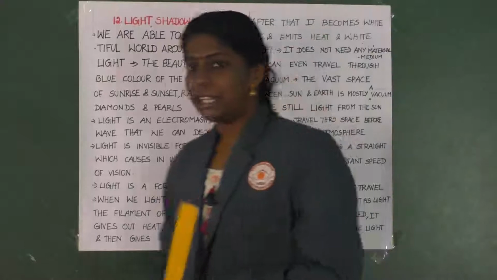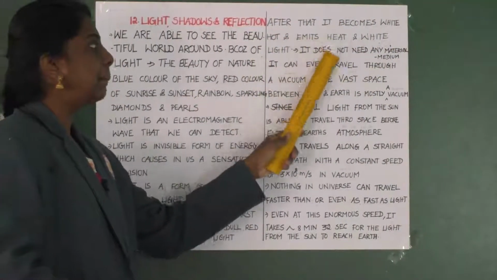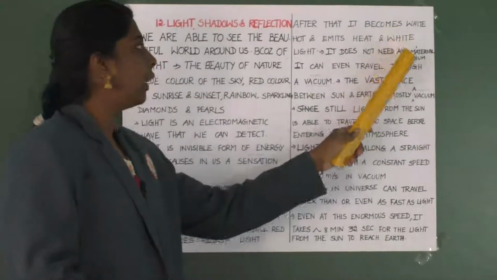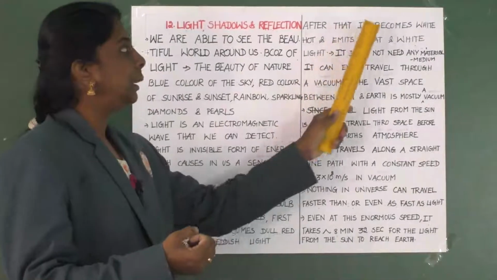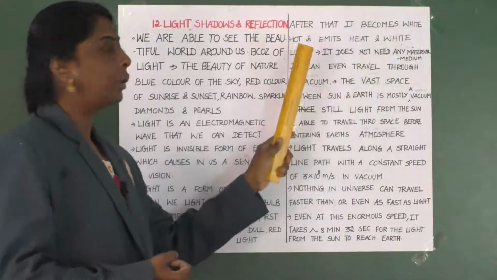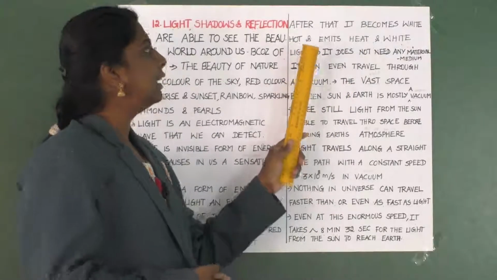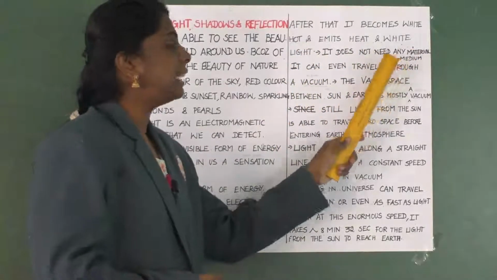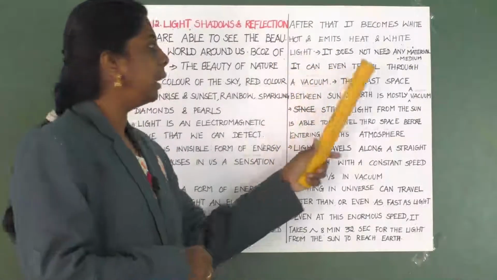After that it becomes white hot and emits heat and white light. Clear? Light does not need any material medium.